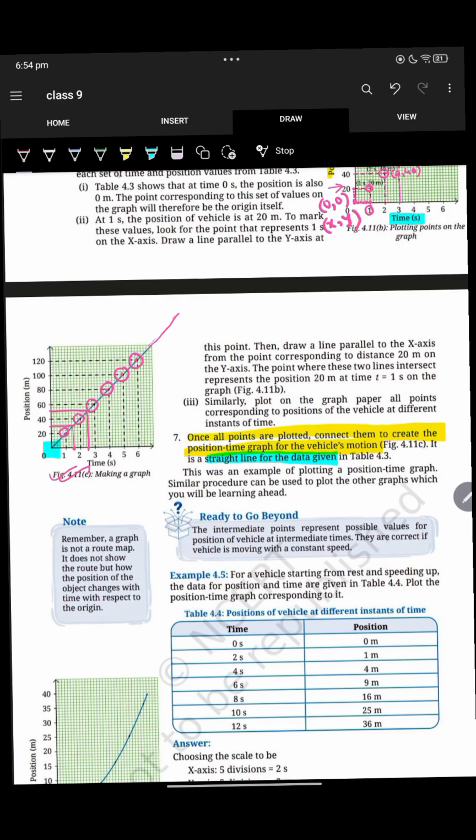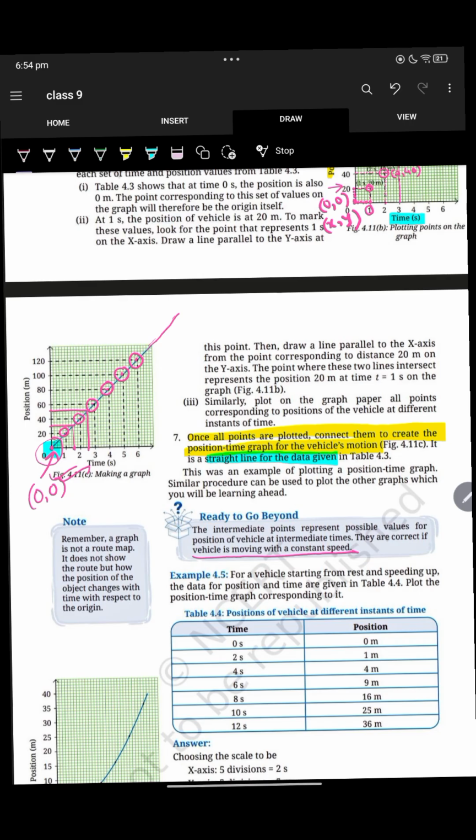And why is it so? Because the vehicle is moving with a constant speed. So the nature of the plot is passing through the origin, and what is origin? Origin is 0, 0. This point is the origin. Passing through the origin, and what? It is a straight line.